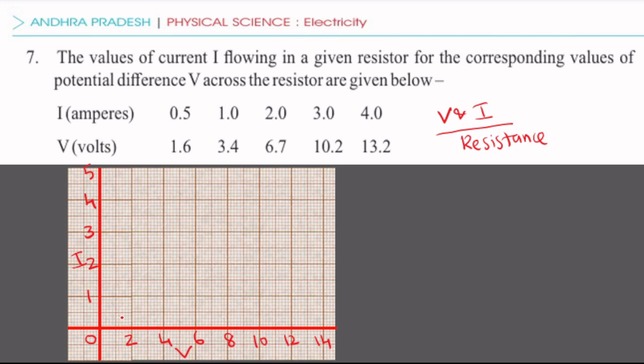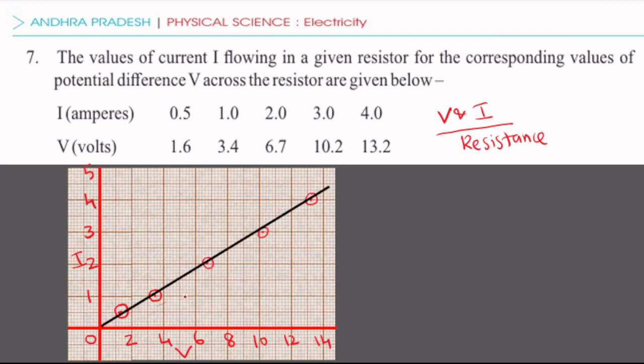So for 1.6 volts, the current value is 0.5, that means we get the point here like this. Next, for 3.4 volts, that is here will be 3.4, we get a current of 1 ampere. So here it will be the 1 ampere. In this way, mark all the points on the graph paper.